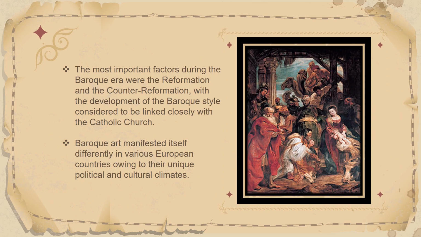The most important factors during the Baroque era were the Reformation and the Counter-Reformation, with the development of Baroque style considered to be linked closely with the Catholic Church. The popularity of the style was in fact encouraged by the Catholic Church, which had decided at the Council of Trent that the arts should communicate religious themes and direct emotional involvement in response to the Protestant Reformation. Baroque art manifested itself differently in various European countries, owing to their unique political and cultural climates.